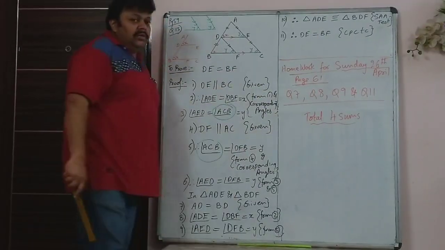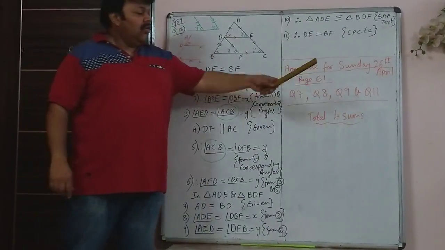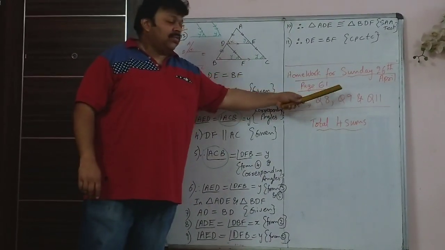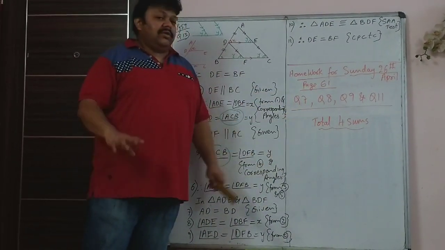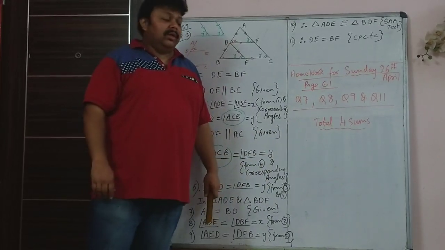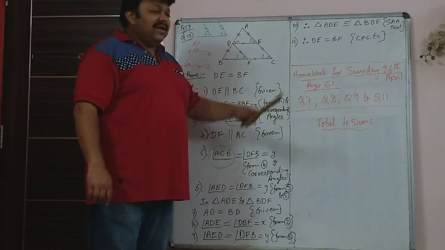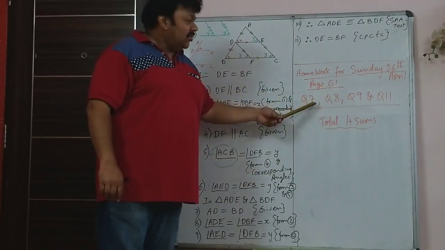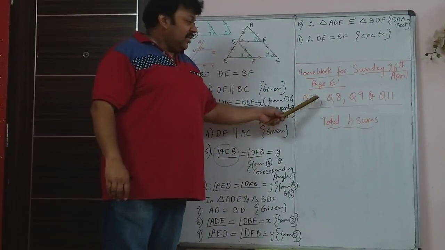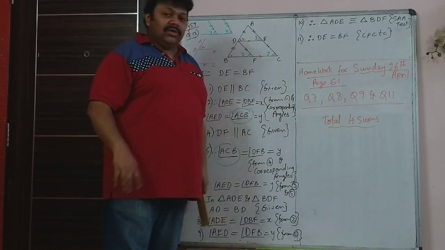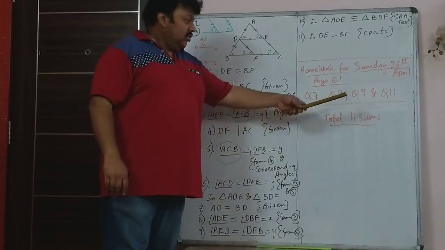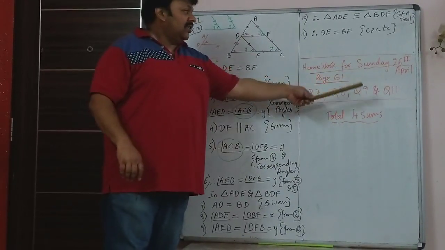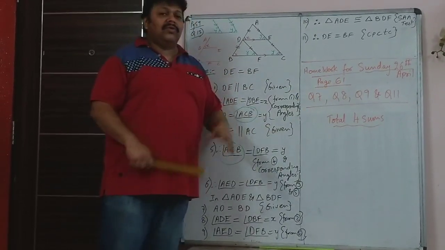So students, after this sum, now the homework for Sunday 26th April, because mostly the next set of videos will come to you on Monday. By Sunday you finish this homework. Page 61, only 4 sums. Question 7, 8, 9 and 11. Question 10 you have already done. So these 4 sums which are relatively simpler, you do them and keep them for 26th.